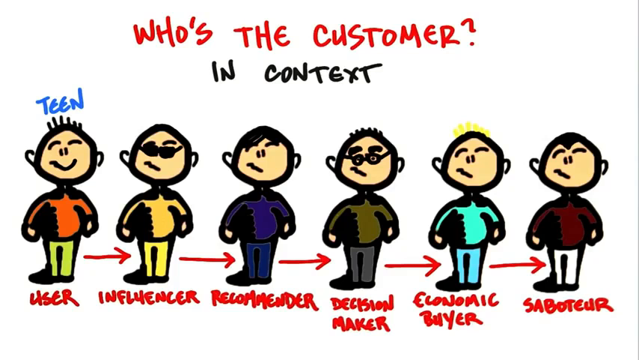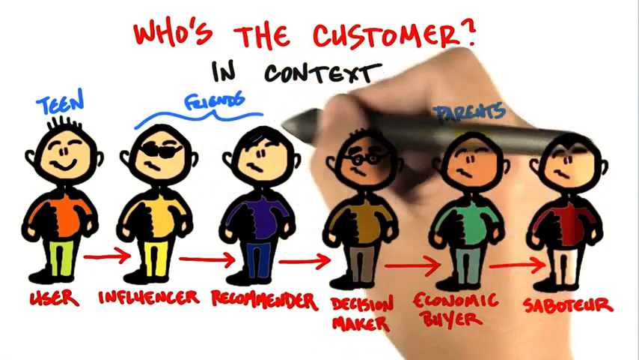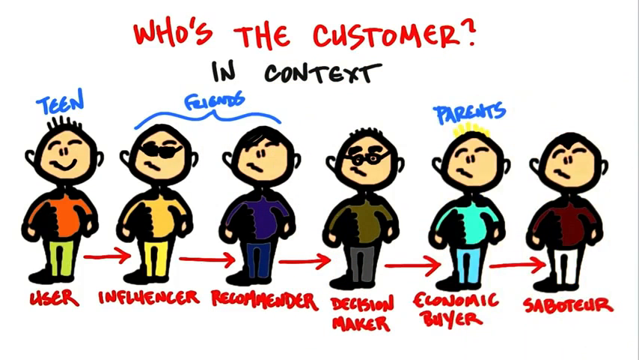Well, if they don't have a job, the economic buyer are their parents. And the influencers and recommenders may be their friends. And the decision maker, depending on your family, might be mom or dad or the kid or somebody else in between. And so when we think about business to consumer sales, you also need to start thinking about, is the user different than the payer?